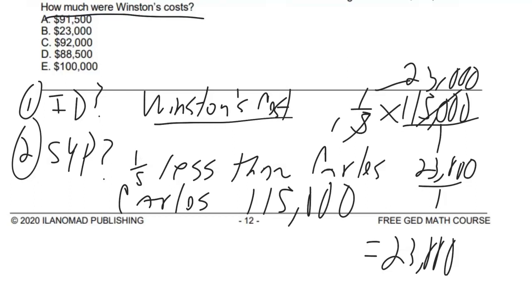But now here's one of the things I want to draw to your attention. Here we get our answer, and we've done all this work, and we see our answer here. But that's not the question. That's why this process is so important. The question is, what is Winston's cost? We know his costs were 1/5 less than Carlos's, and that 1/5 is 23,000. So we have one final step of subtracting 23,000 from 115,000, and that gives us 92,000. And so our actual answer is C.